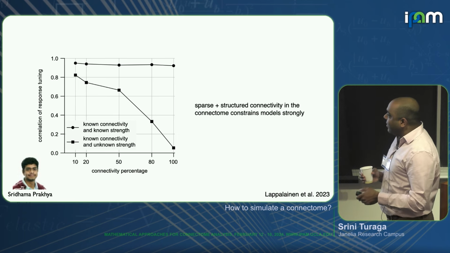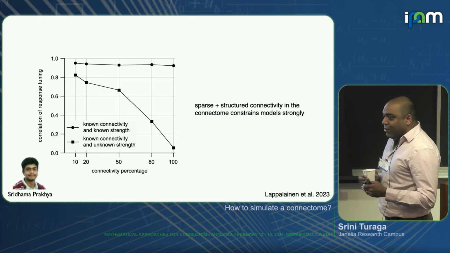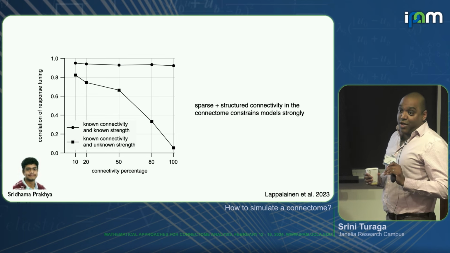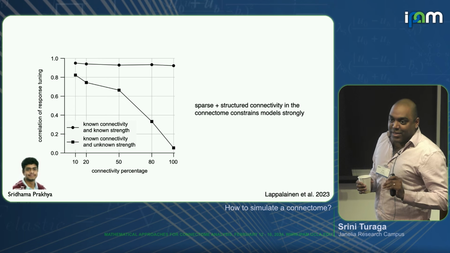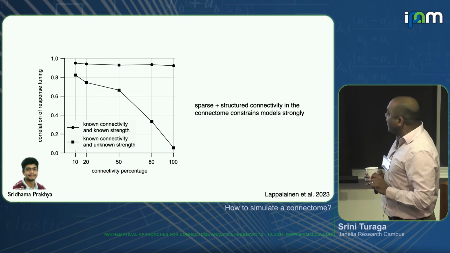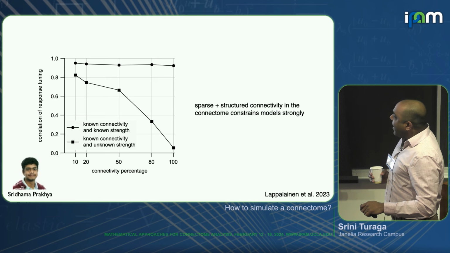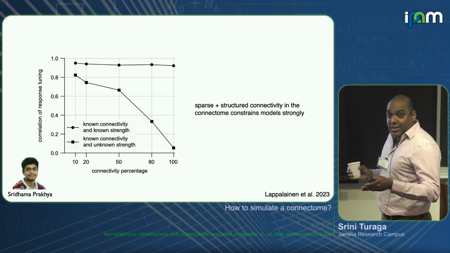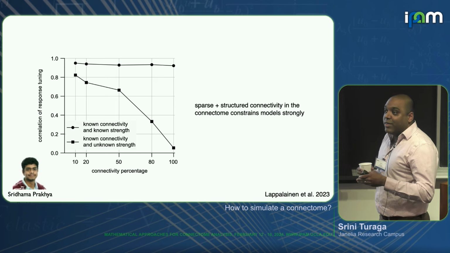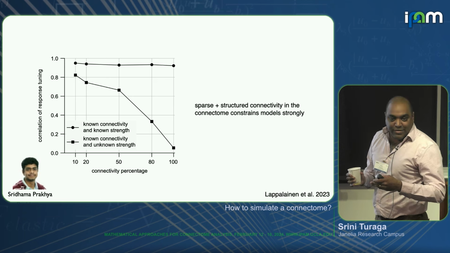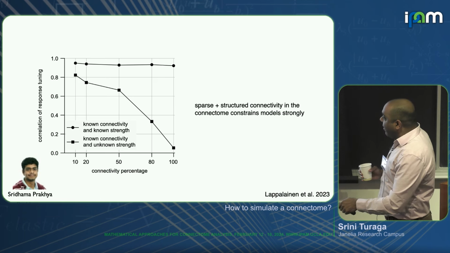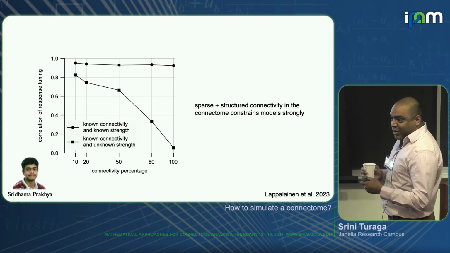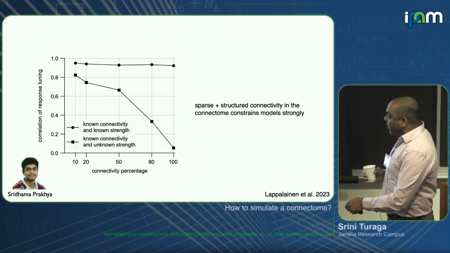Now, there's an interesting detail there. Let's say that you know whether or not a pair of neurons is connected, but not how strongly they're connected. And this is something Gwyneth was asking about earlier. Then if it's a densely connected network, knowing that they're connected doesn't give you a lot of information, so that doesn't really help you very well. And so the correlation of the responses, how well you can predict the neural activity, is pretty poor.